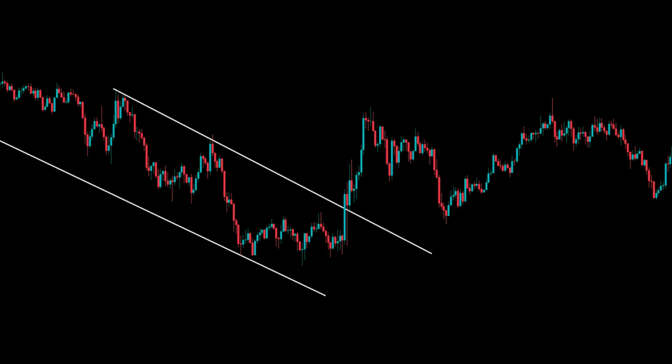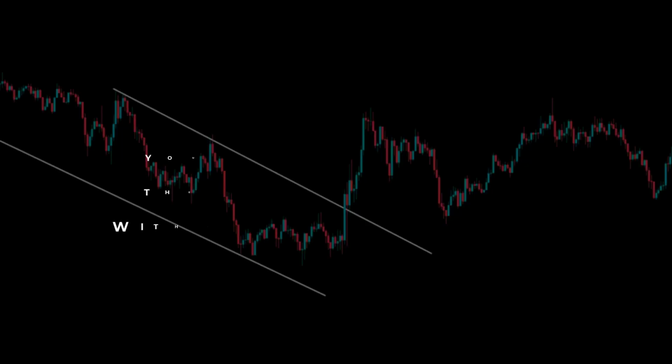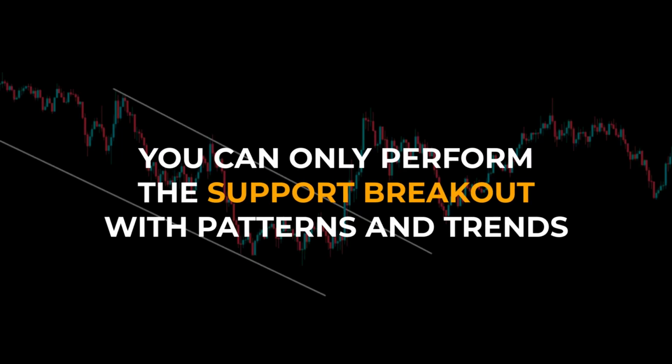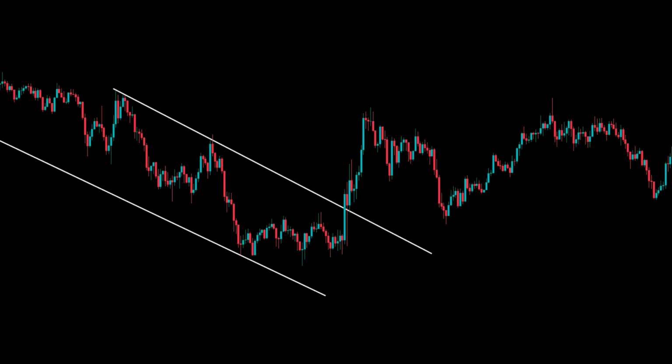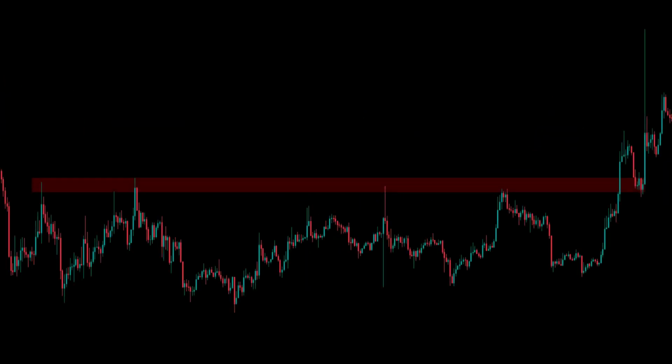There is one rule with this technique, and that is the rule that the support breakout can only take place at a trend line or a pattern breakout and not at a horizontal breakout. If you apply this technique to a horizontal breakout, then you will see that the exact spot of the breakout will always be the same spot as the retest. So if the price comes back here at the place of the breakout, it will automatically make a retest. So you can only perform this technique on patterns or trend lines since they are sloping or descending.